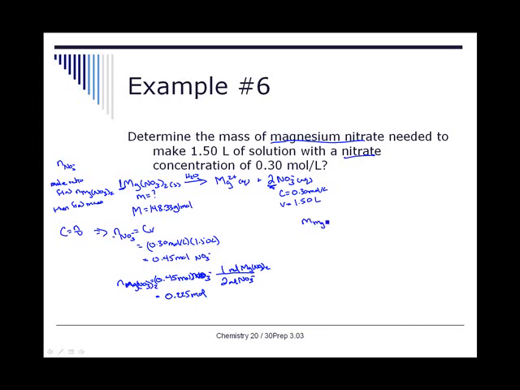Now we can take that and we can find mass. The mass of Mg(NO3)2 is going to be equal to molar mass times moles. The molar mass we said was 148.33 grams per mole. And the number of moles is 0.225 moles. So we're going to need 33, and we only have 2 significant digits from our concentration, so our answer is going to be 33, and the answer is going to be grams.